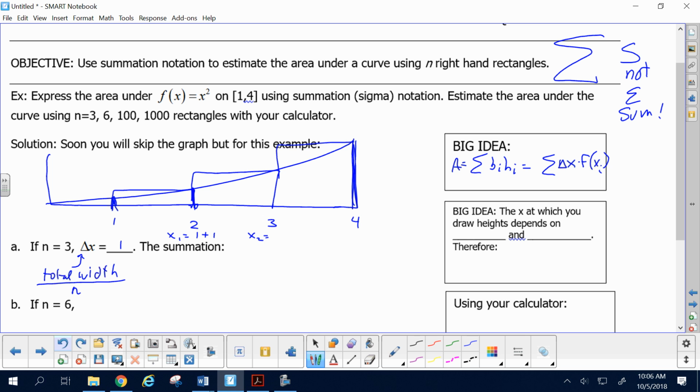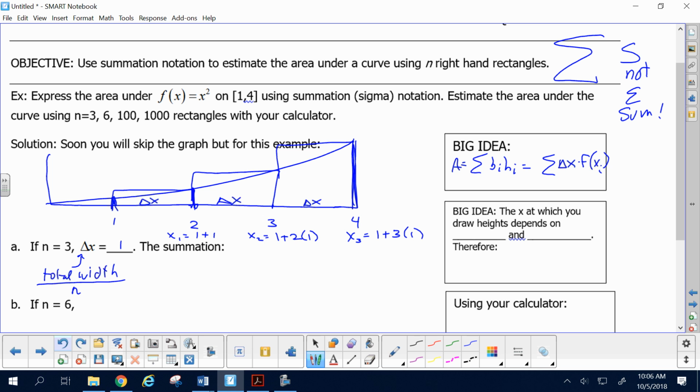Now, surely the second place at which we drew the height was to start at 1, and we went over 2 delta x's. So that came from 1 plus 2 delta x's, or 1 plus 2 ones. And x sub 3, well, it came from starting at 1 and going over 1 plus 3 ones. Wouldn't you agree that's 4?